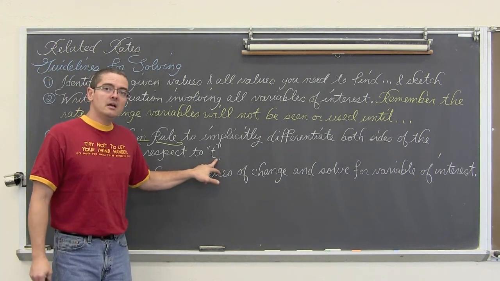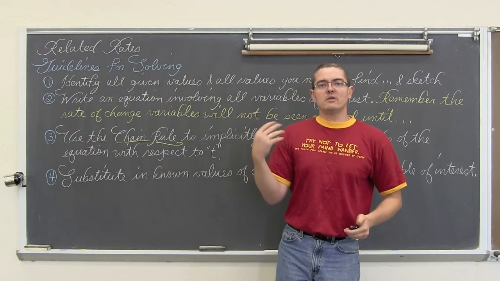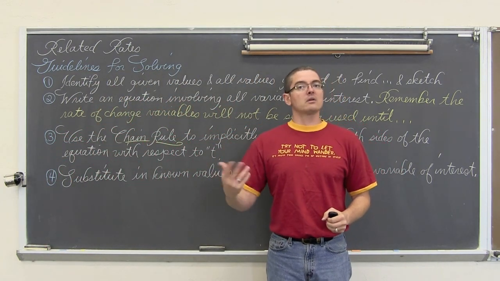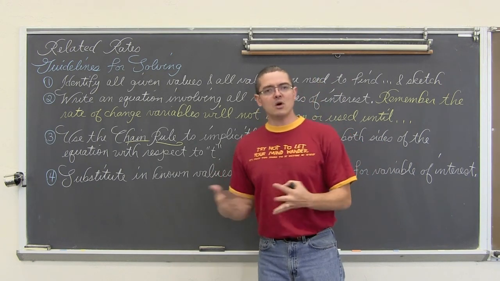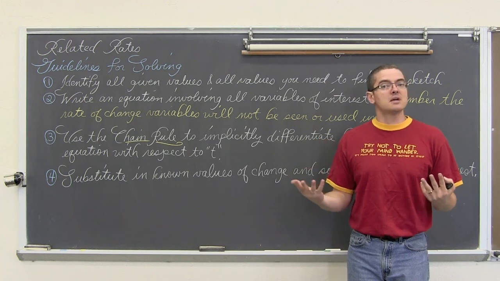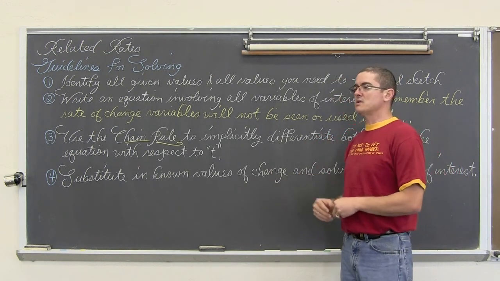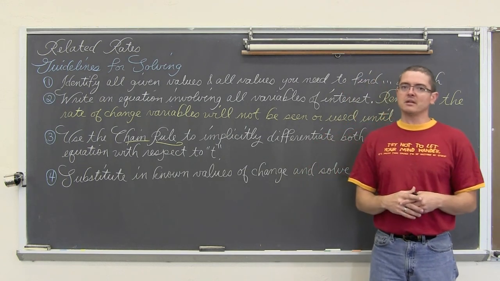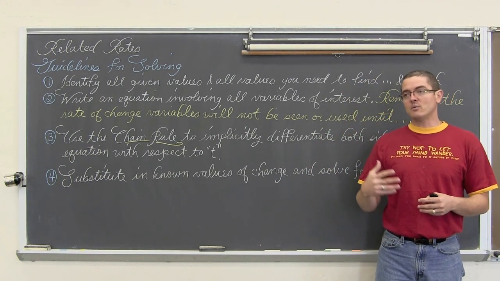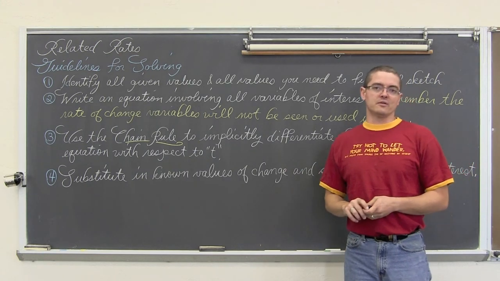Remember, the rates of change of the variables will not be seen until you use the chain rule to implicitly differentiate both sides of the equation with respect to t. Now, why t? t is time, right? If you're driving a car, you're measuring your speed in miles per hour or kilometers per hour. Your motion problems are going to be related to time. How fast is something going? How fast is something spinning? In trigonometry we studied linear and angular speed, which was distance over time or amount of rotation over a given period of time.